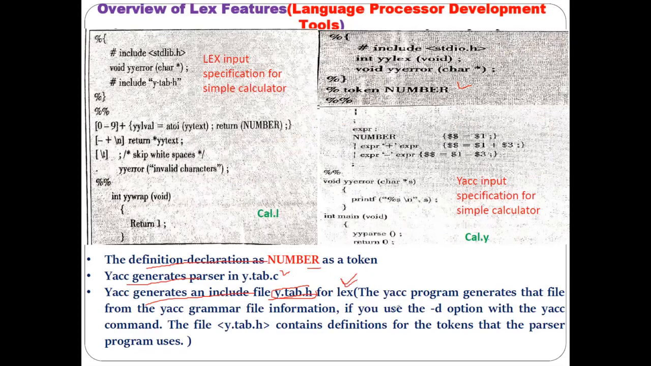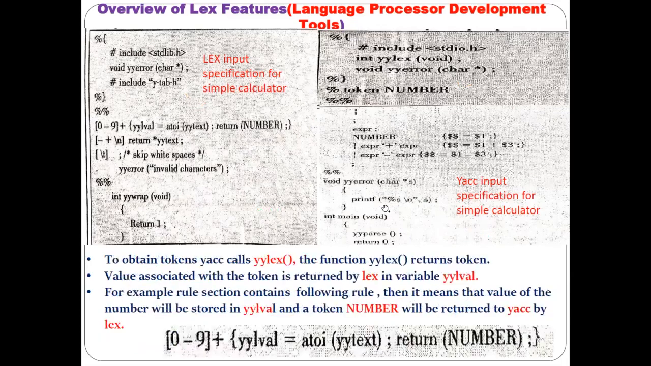Y.tab.h is for the lex. The Yak program generates that file from the Yak grammar file information. Whatever declaration you make regarding the tokens needs to be informed to the lex. For that purpose, when you compile this program, two files will be automatically generated, y.tab.c and y.tab.h, where y.tab.h contains the tokens declared in the Yak, which can be utilized in the lex. You need to compile the program with the -d option in order to generate y.tab.h. In the practical part, I have told you that.